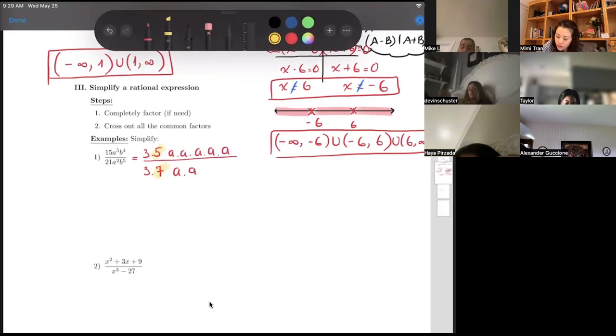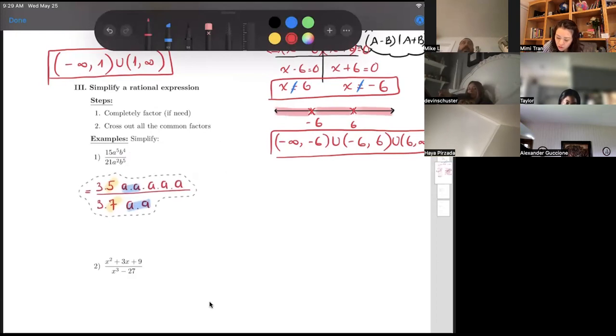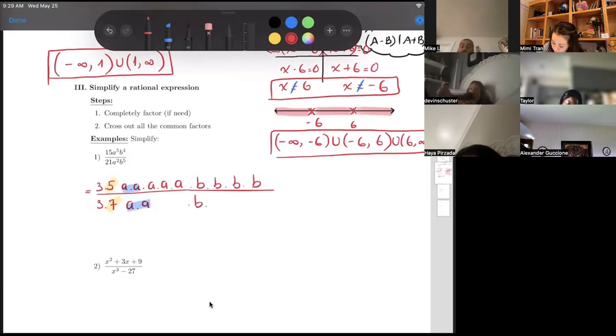So I can take out 2 a's on the top and the 2 a's on the bottom, right? And then for the b, what do I have? B to the 4. Maybe I'll bring this one down here so I have more space. It means b times b times b times b, 4 times on the top. And then the bottom, 5 times, b times b times b times b times b, 1, 2, 3, 4, 5. And then again, you can cross out 4 of them on the top, 4 of them on the bottom.